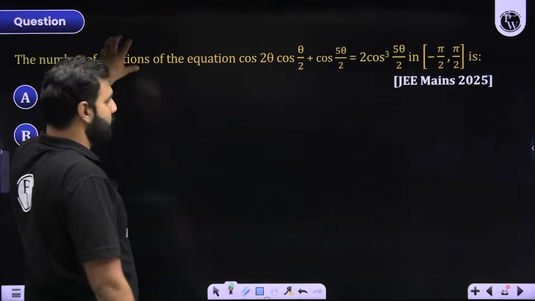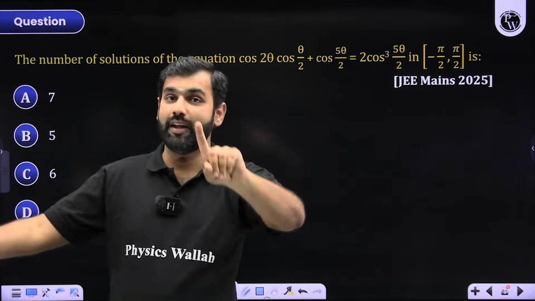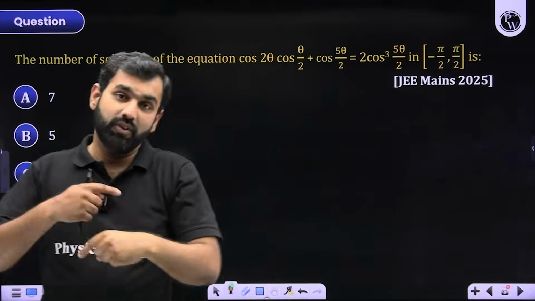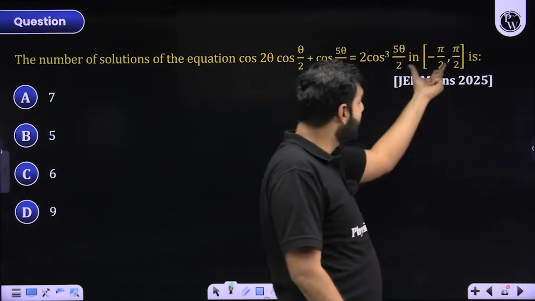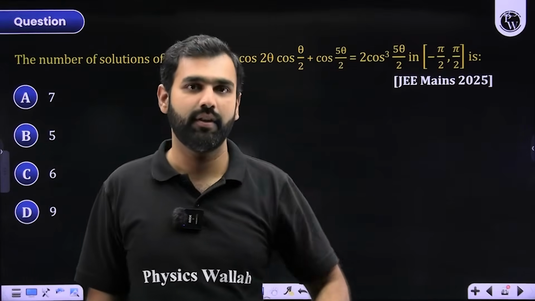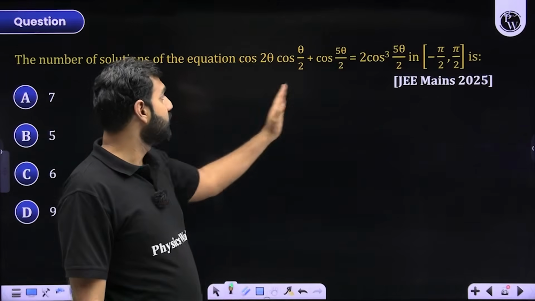The number of solutions of this particular equation in minus pi by 2 to pi by 2. So the problem is they're not asking for the general solution. They're asking for a specific solution. But a specific solution can be attained only once you have generalized the result. So I think I need to reach the general solutions conclusion. I hope there is no confusion on that part. Now, let me try and solve this particular question.